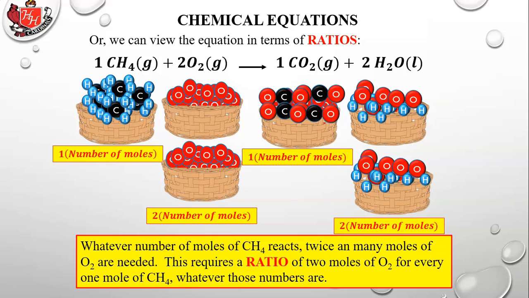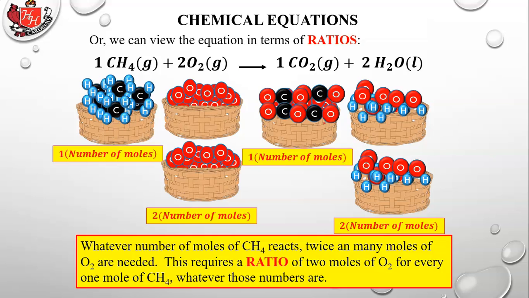If we did have 1.3 moles of CH4, we would need twice that many, 2.6 moles of O2. And what that would produce, notice that there's a 1 in front of CO2 and a 1 in front of CH4, so it's a 1-to-1 relationship. So if we had 1.3 moles of CH4, we would end up with 1.3 moles of CO2 and twice that many moles of water, 2.6 moles.